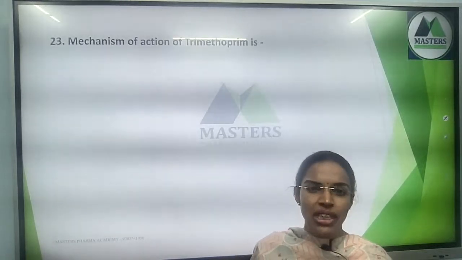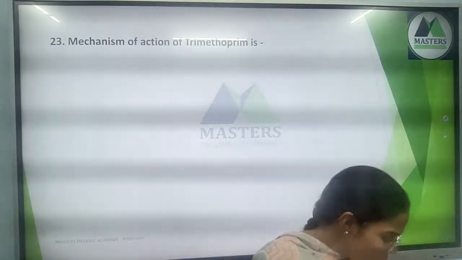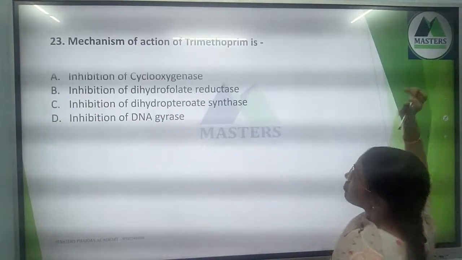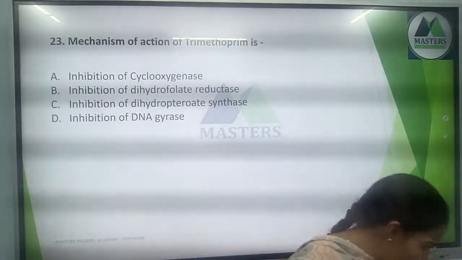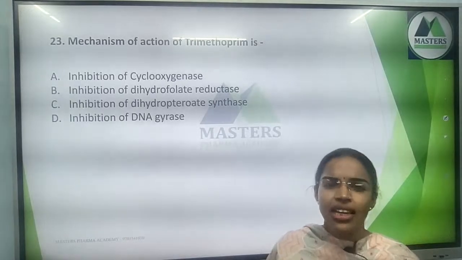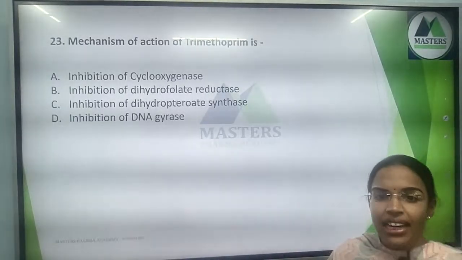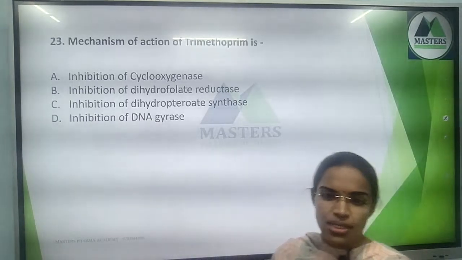Question number 23. Mechanism of action of trimethoprim. The options are inhibition of cyclooxygenase, inhibition of dihydrofolate reductase, inhibition of dihydropteroate synthase, and inhibition of DNA gyrase.